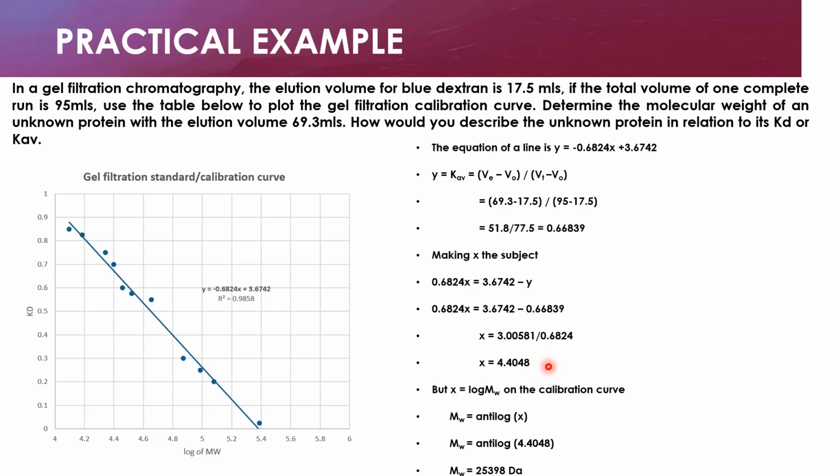But what we have to note is that from the calibration curve, our x is equal to the log of the molecular weight. So if you are to determine the molecular weight, we will have to take the antilog of the x value, and taking the antilog of the x value, we will get the molecular weight to be the antilog of 4.4048, and this will be equal to 25,398 dalton as the molecular weight for the unknown protein.